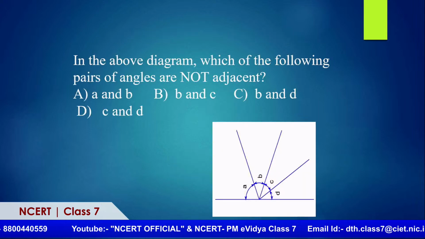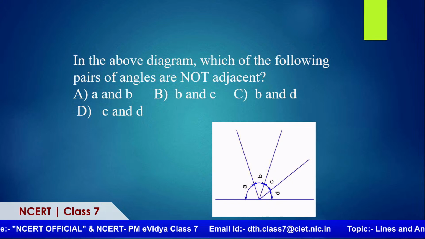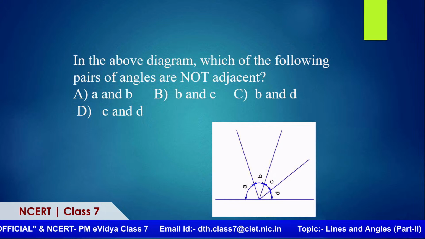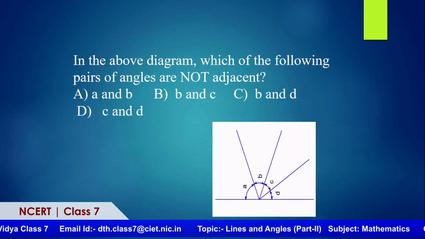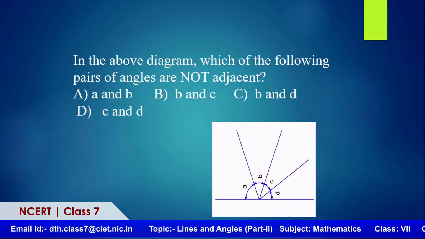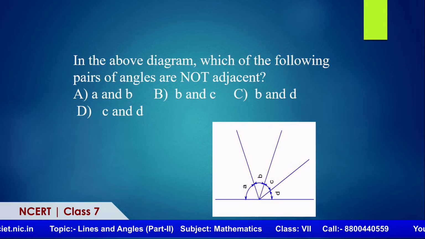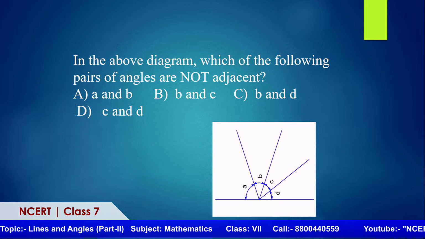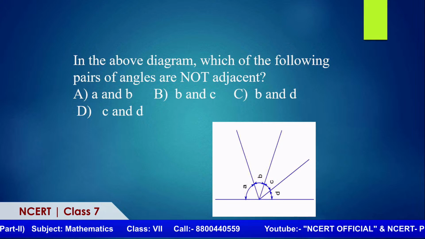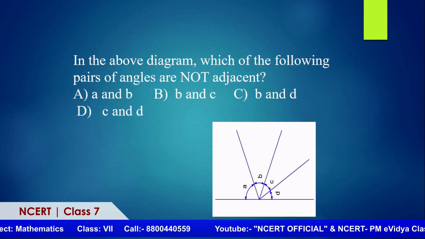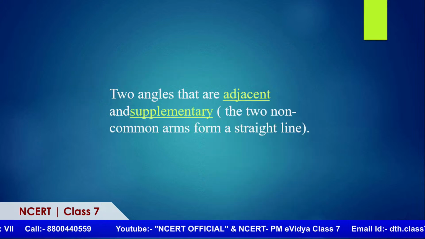Now, here we have a question for you. In the above diagram, which of the following pairs of angles are not adjacent? Look at this angle. A and B, of course they are adjacent, they have a common arm. What about B and C? Yes, they also have a common arm in between. What about B and D? No, they are not adjacent because they have angle C in between them, right? So, option C is the correct answer. B and D are not adjacent angles. I hope it is clear.